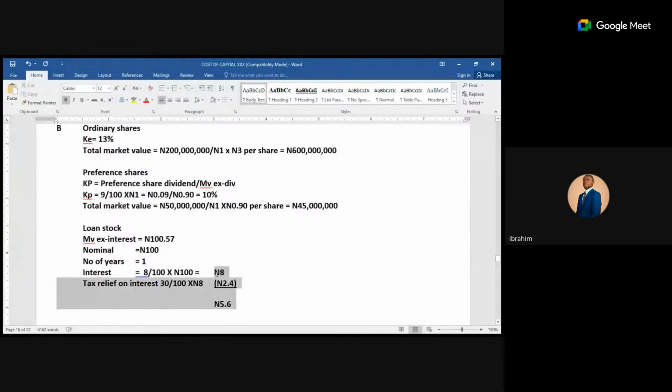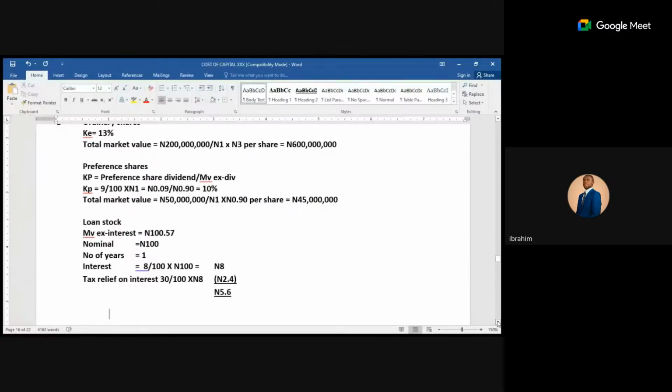Ideally, we're supposed to bring up all these things in our internal rate of return, right? But because the number of years for this loan stock is just 1 year and it is redeemable, you can't use internal rate of return for it because it is just 1 year. Now, in this case, how do we determine the cost?